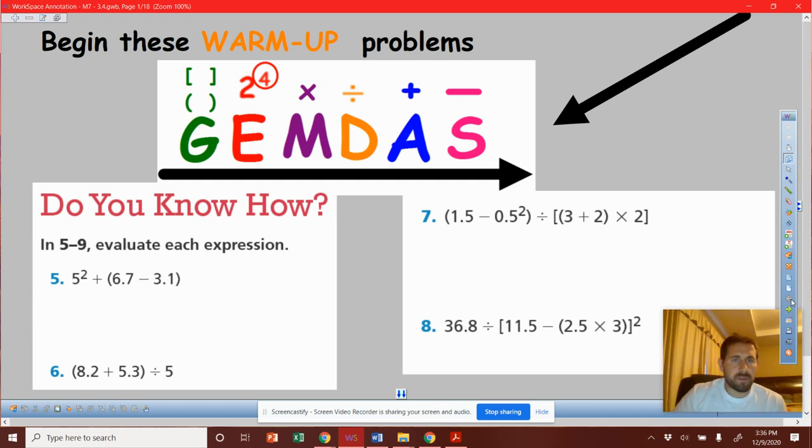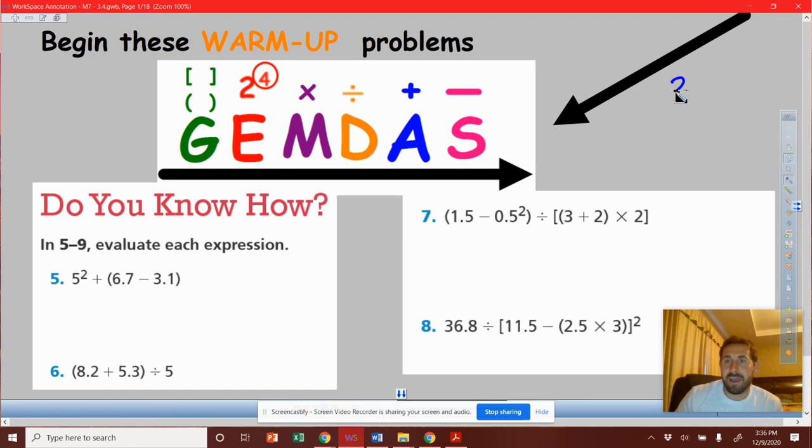Let's look at our warm-up really quick. We're doing GEMDAS here, Order of Operations. And I'm sure many of you maybe have heard it called PEMDAS, but the P just stands for parentheses. So I like to call it G for grouping symbols. You have parentheses, you have brackets. When you have a large division bar, that's also a grouping symbol required.